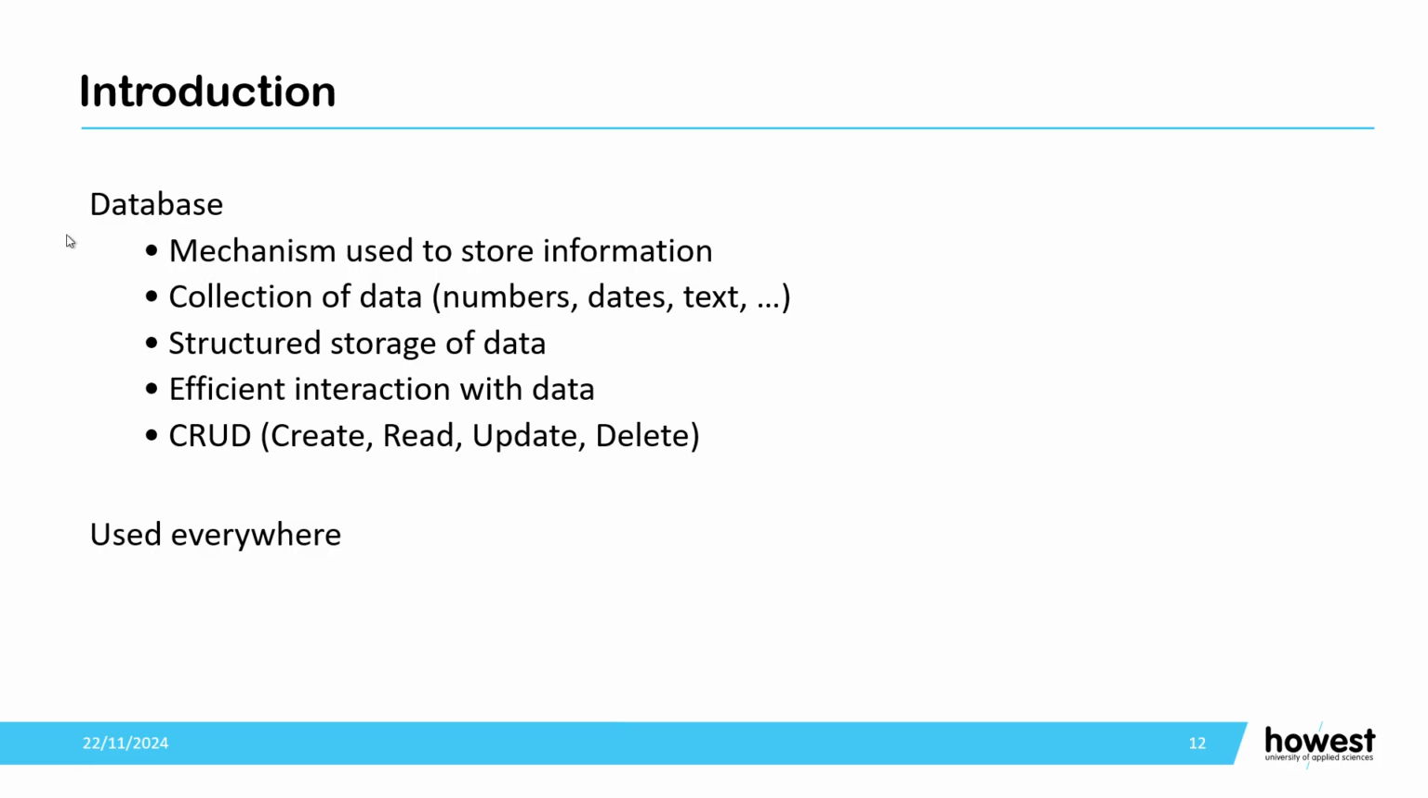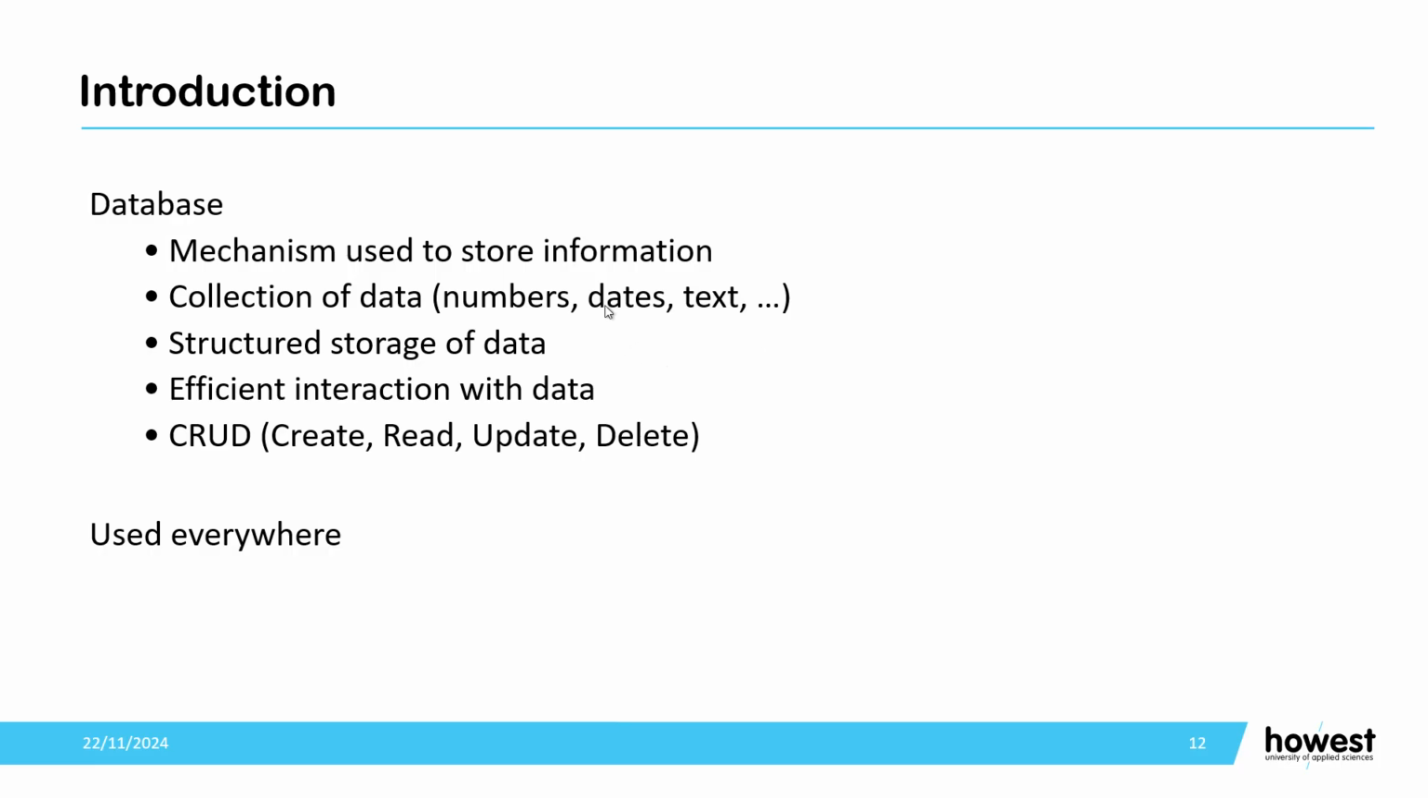Then we get to what a database actually is. A database is basically just a program, or multiple things that work together, where we can store some information and read data. Data can be anything: numbers, dates, text. It can also be images, files, and so on.